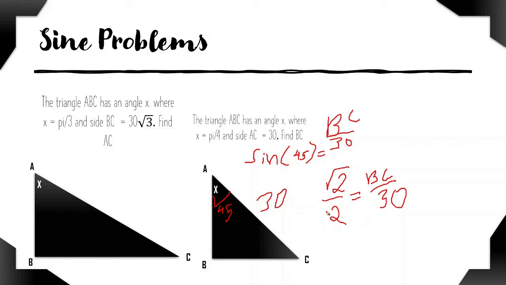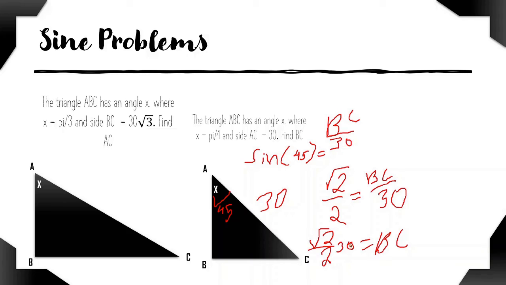But wait, look over here. We can isolate BC just by multiplying both sides by 30. So if we do that, we will get BC is equal to the square root of 2 over 2 multiplied by 30.